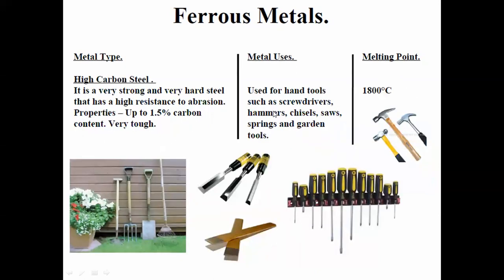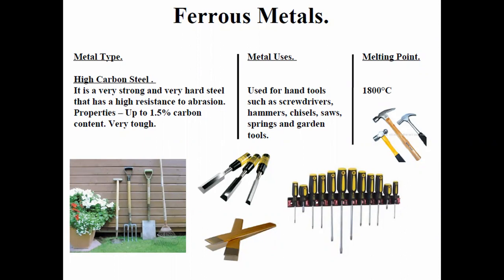We move on to high carbon steel. This one is a very strong and very hard steel that has a high resistance to abrasion. So what do we mean by abrasion here? Someone to give it a try. What do you think is meant by abrasion? What does it mean?